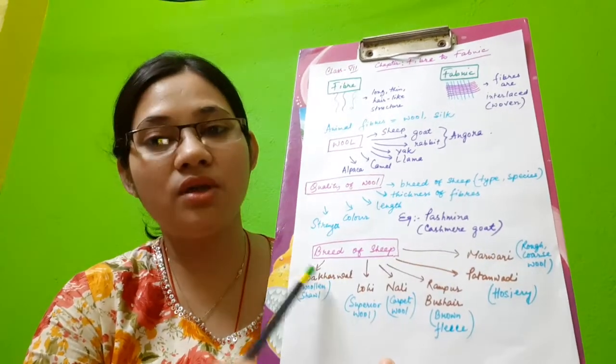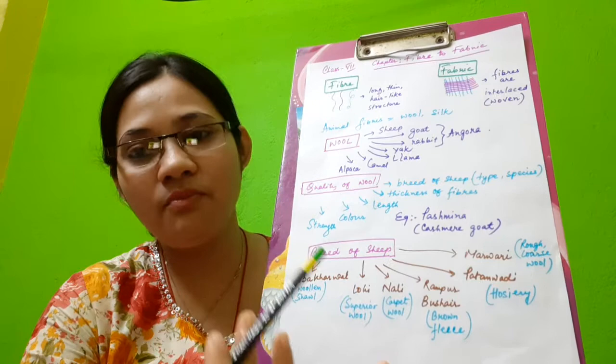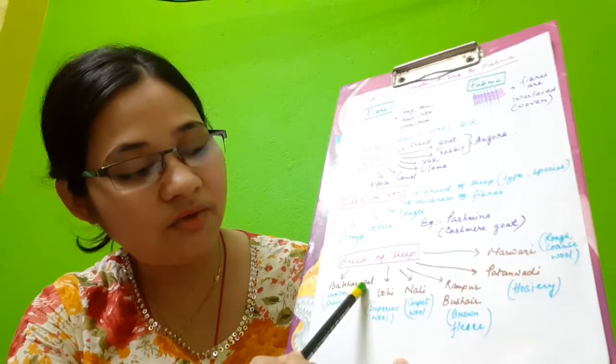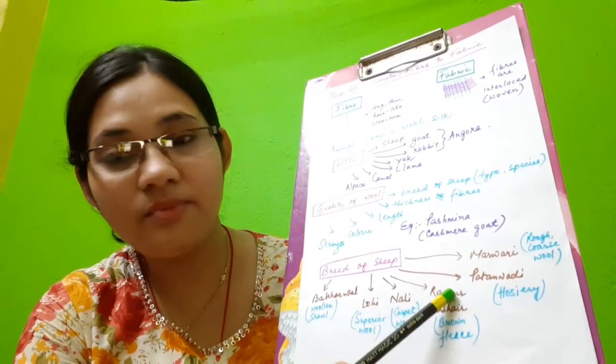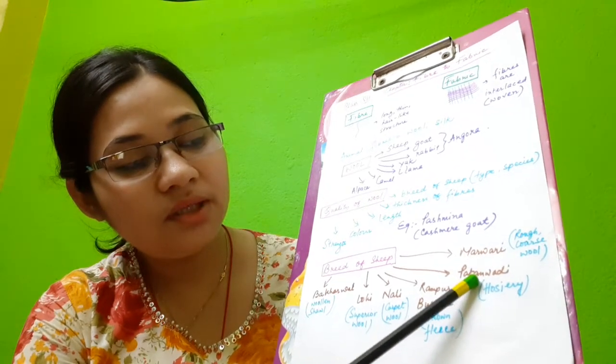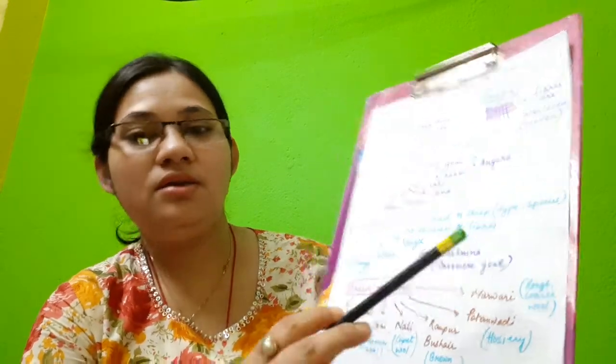So a question may come, name some four types of breeds of sheep. So you will write Bakharwal, Lohi, Nali, Rampur Bushair, Patanwadi and Marwari. Got it? Now after this we will see some diagrams of the fleece.